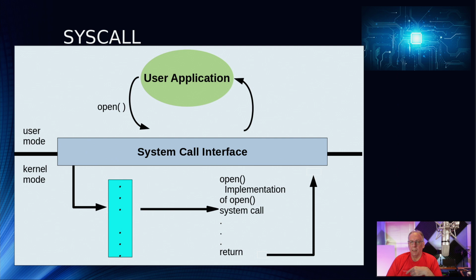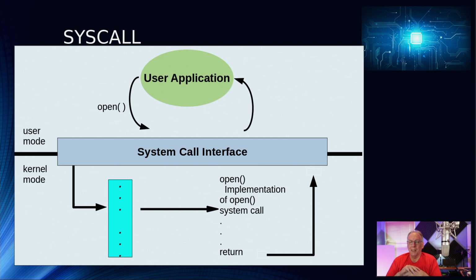So what does a system call actually look like? We have a user application running in user mode, and it's going to issue an open command. This could be an open of a file. It could be any kind of open. Open opens a lot of stuff.